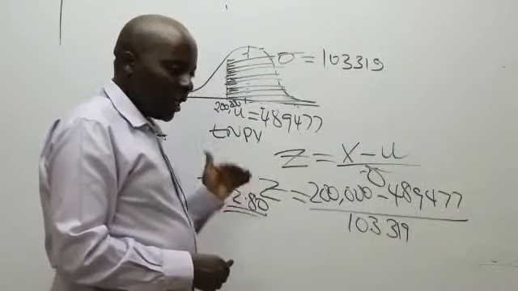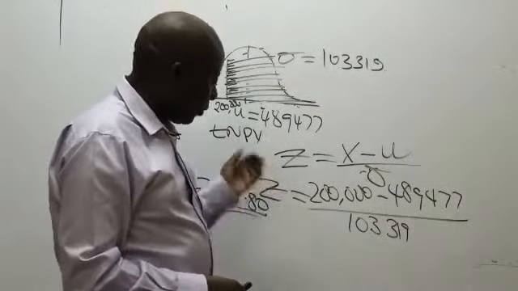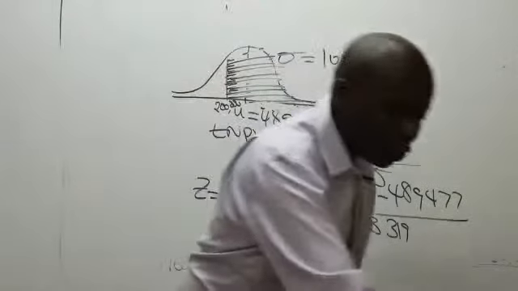This is Z. I know, ladies and gentlemen, if this is the case, the next thing should be for me to get the entry. So please go to your normal table.